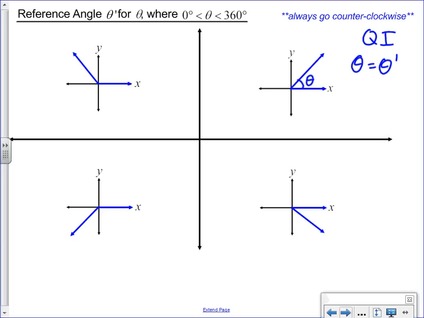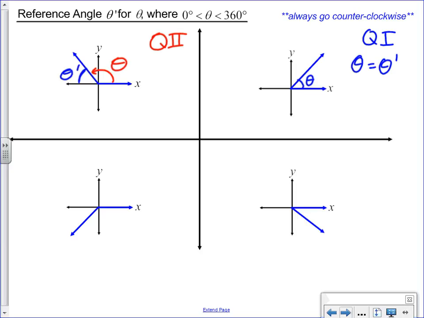In quadrant 2, if your angle terminates in quadrant 2, then your reference angle is that last little bit to get back to the x-axis. So this piece right here is your reference angle. It's the last little piece, the closest side to the x-axis. Now, let's say this angle right here is 120. What does the reference angle have to be? 60. It has to be 60.